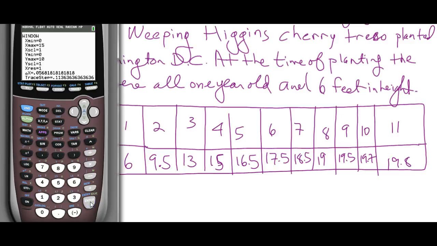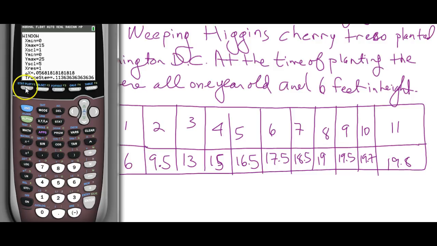I mean, you don't want anything less than 0 necessarily. And then actually, let's go maybe 25, going by 5s. Okay, so I'm going to set my window, and then what I want to do is see the stat plot, the scatter plot, just the individual data points.